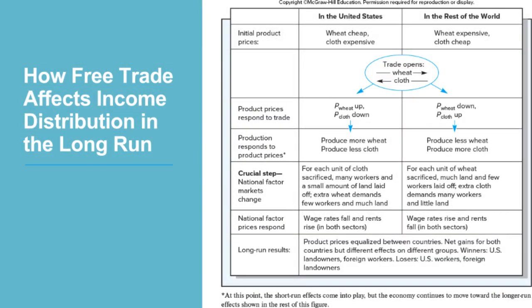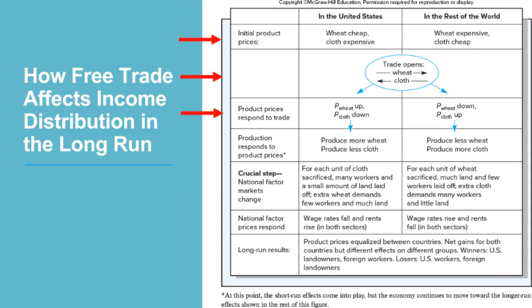This table shows how free trade affects income in the long run. The first row of the matrix describes initial product prices in both the United States and the rest of the world before trade. Initially, wheat is cheap and cloth is expensive in the United States. Wheat is expensive and cloth is cheap in the rest of the world. Row 2 diagrams the opening of trade. The United States sells wheat to, and purchases cloth from, the rest of the world. The rest of the world sells cloth to, and purchases wheat from, the United States.